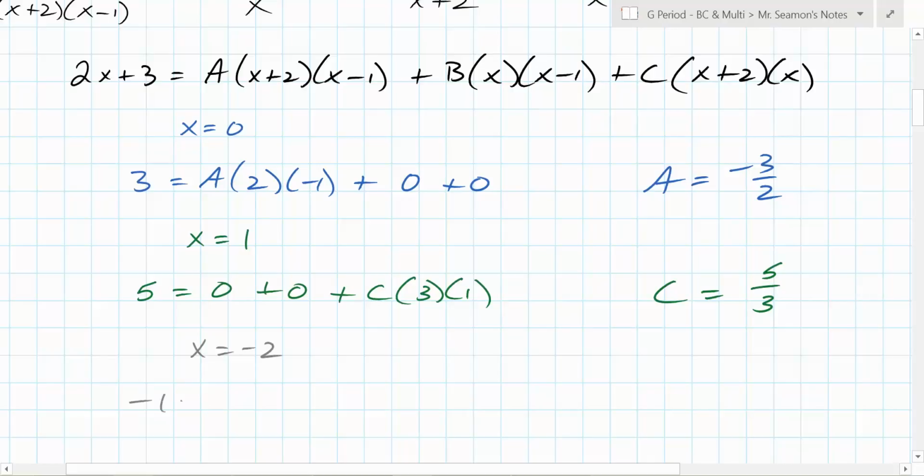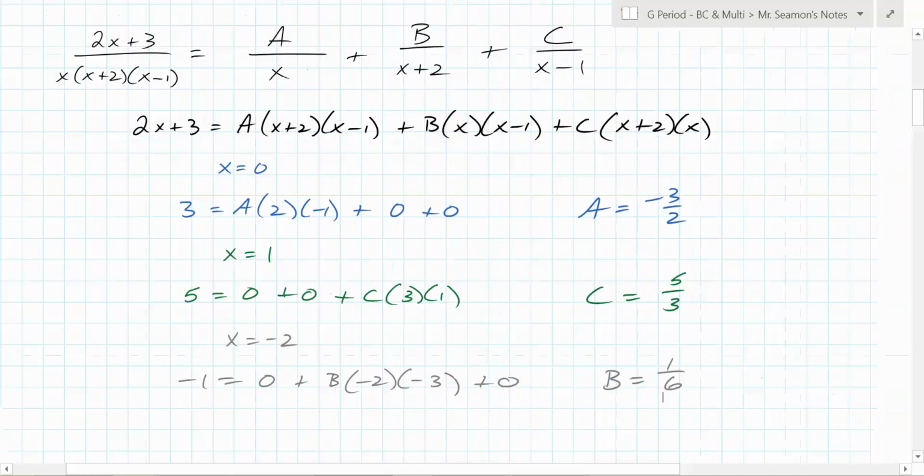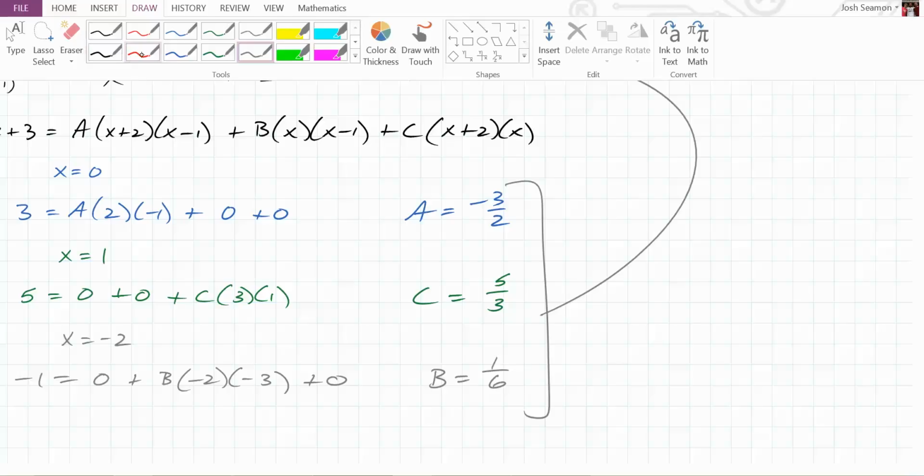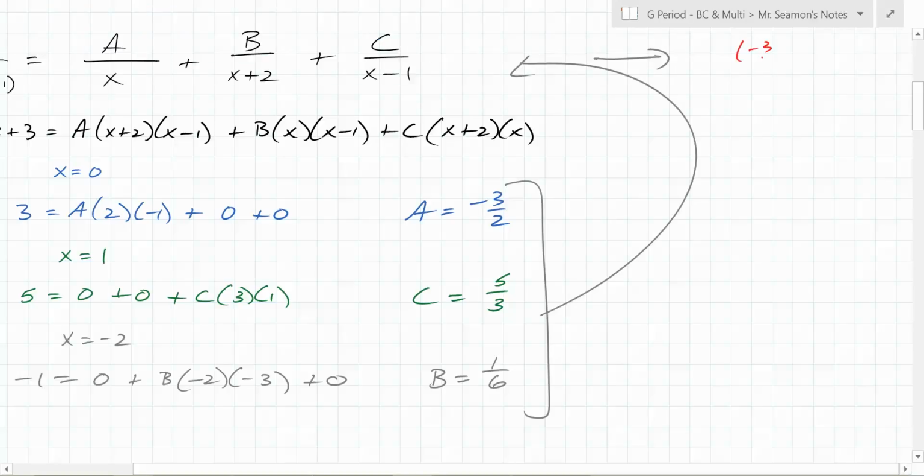So you end up with negative 1 is equal to 0 plus B times negative 2 times negative 1. Right? Is that correct? No. Negative 2 times negative 3. Thank you. That didn't look correct. Plus 0. So therefore, what does B equal? 1 over 6. So here's the thing. We're now effectively done because now what can we use those values? Where can we plug those in? Back into the decomposition. You can take these and plug them back in here, leaving you with, instead of A, what do you write? Negative 3 halves over x. And then what's B?